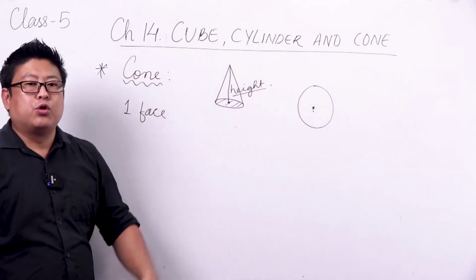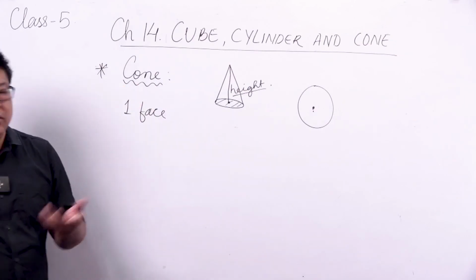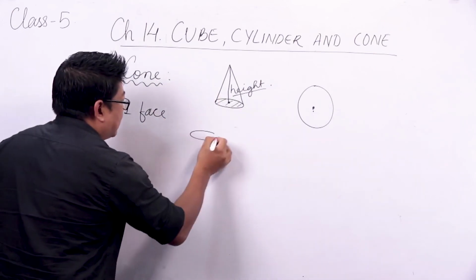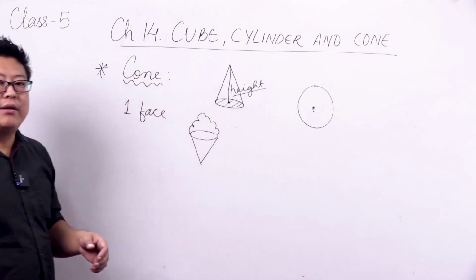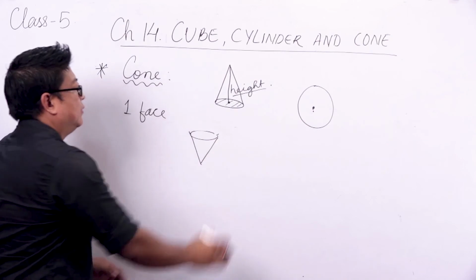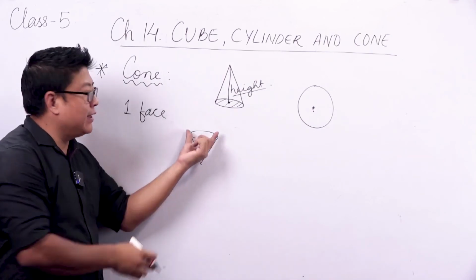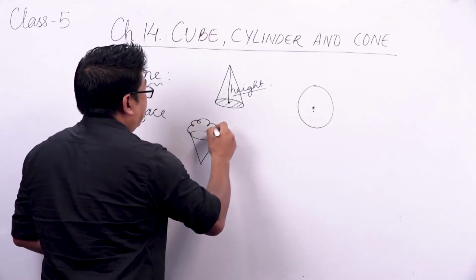Okay, children? So for examples of cone, we can consider the first thing that comes to your mind when you look at this, an ice cream cone, right? Now, without the cream, the cone, the waffle that they give is in the shape of a cone, right? So an ice cream can be an example of a cone.